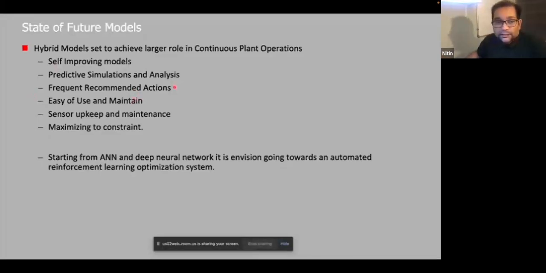What are the frequent and recommended actions? How to use, easy to use and maintain. How can we do sensor upkeep and maintenance, and maximizing to constraint. Okay, so maximizing to constraint is kind of a very new concept. The idea is, again, I'll go back to the car example. Your car is supposed to run in a very efficient manner with very safe parameters of all the equipment, machinery and parts.